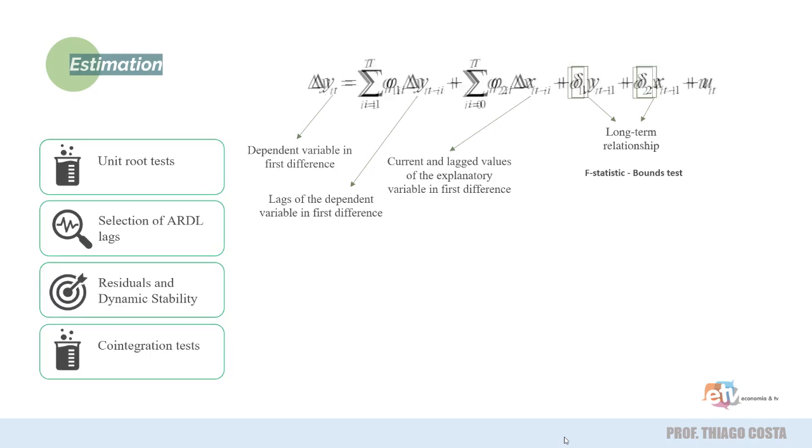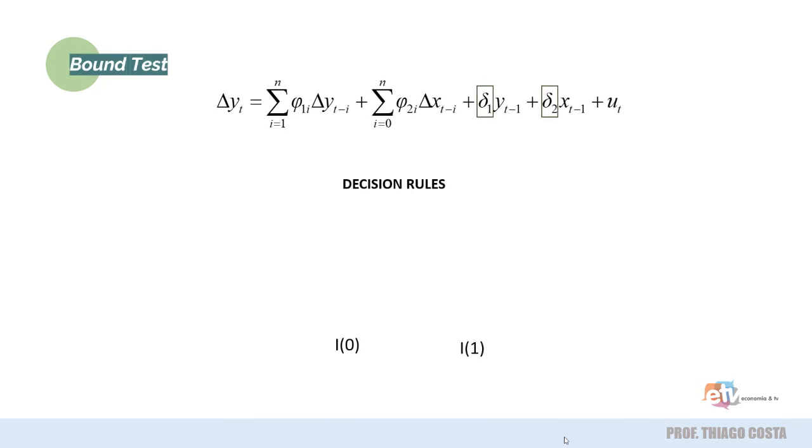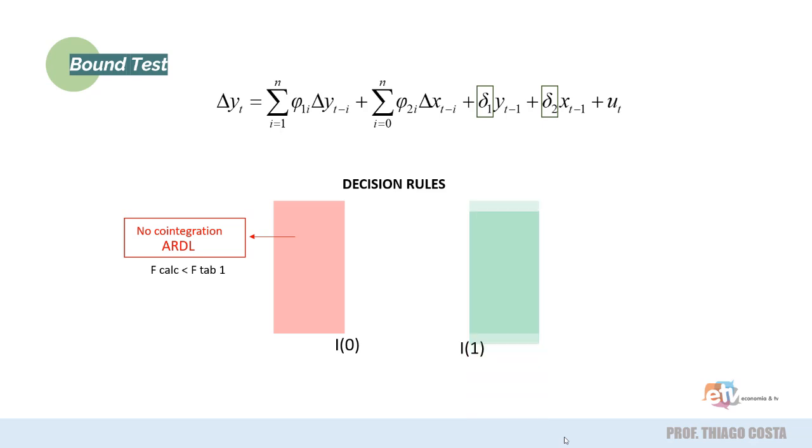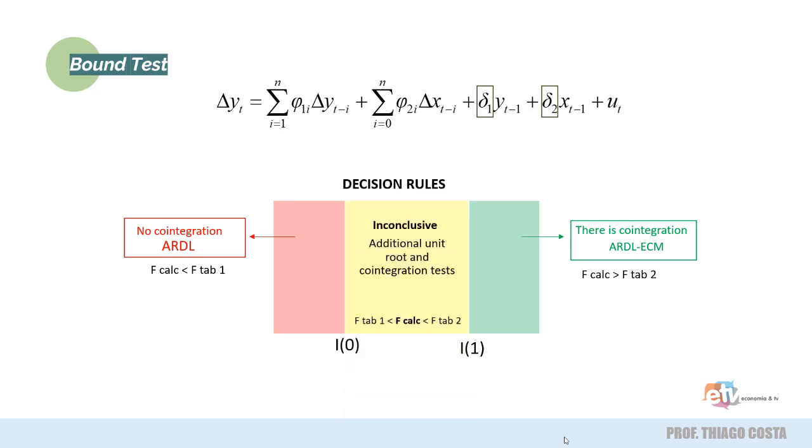The bound test uses the F-test. If the F value is below the lower critical value, we don't reject the null hypothesis, meaning no co-integration. If it's above the upper critical value, we confirm a long-term relationship. If it's between the two values, the result is inconclusive.